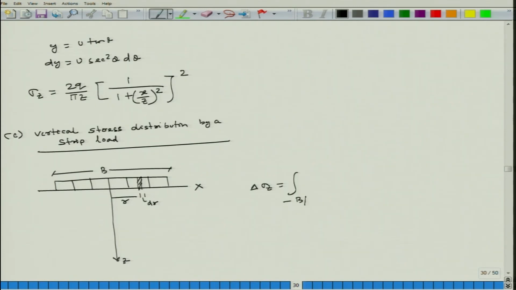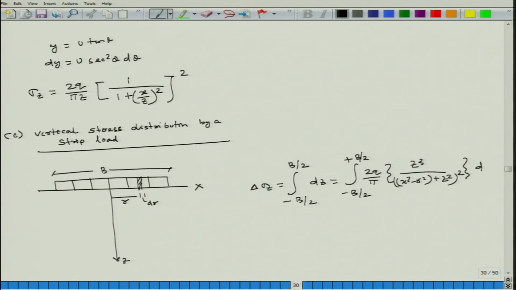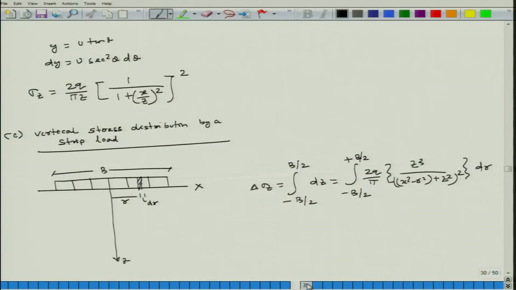integration from minus b by 2 to plus b by 2 of dz, which is equal to the integral from minus b by 2 to plus b by 2 of 2q by pi into z cubed by x square minus r square plus z square, whole square, into dr. There are charts available. Instead, you can solve it with the available formulas or you can integrate it. It is very easy. It started with a point load and has been extended to a line load. Now it has been extended to a strip load. All charts are allowed for examinations.